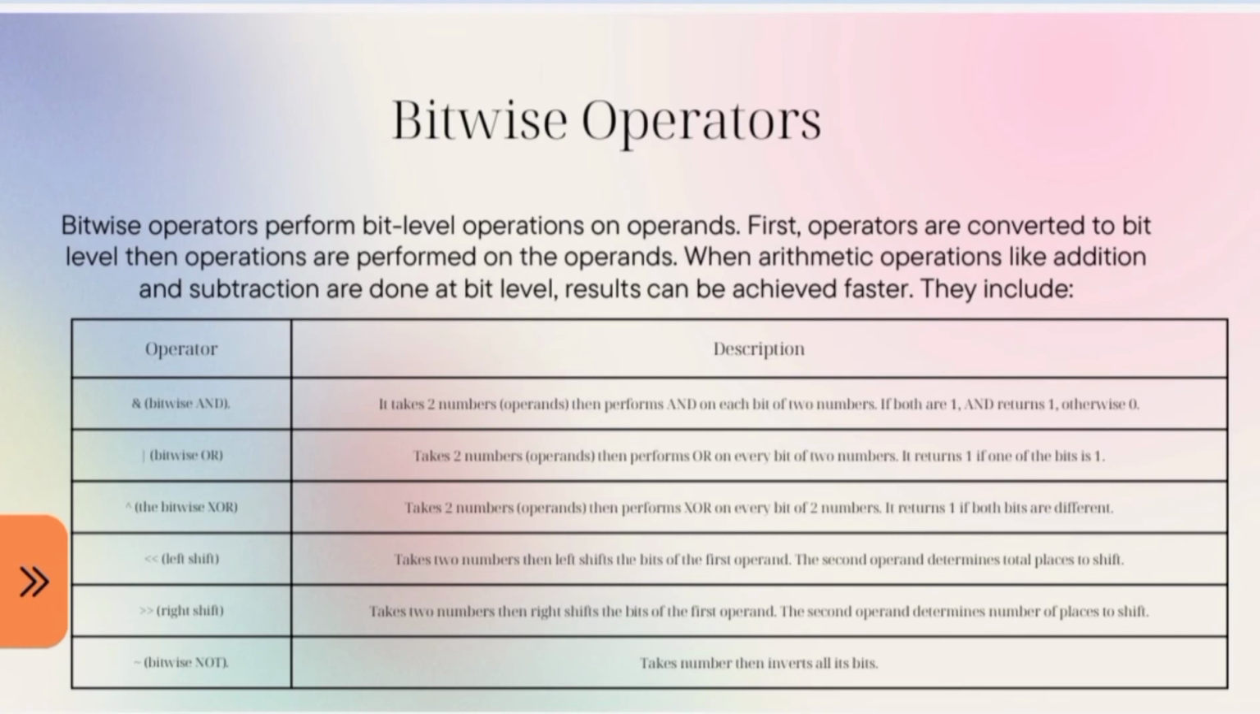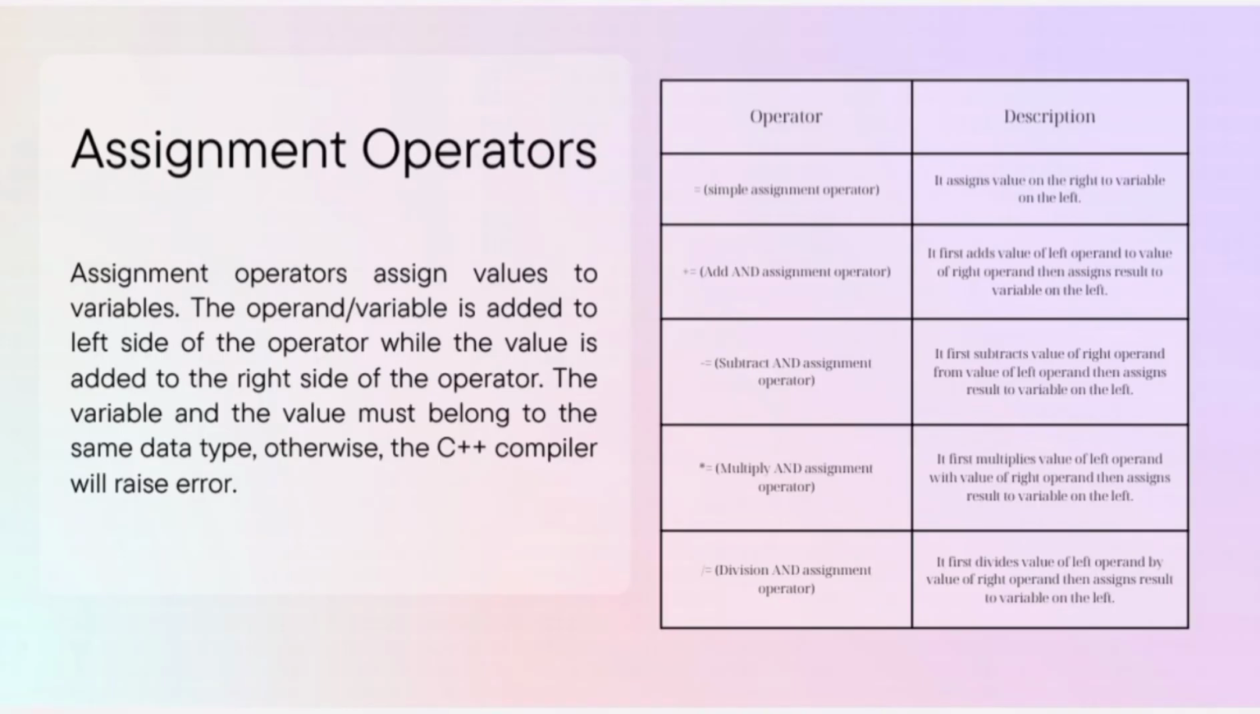Bitwise operators. Bitwise operators perform bit-level operations on operands. First, operands are converted to bit level, then operations are performed on them. When arithmetic operations like addition and subtraction are done at bit level, results can be achieved faster.